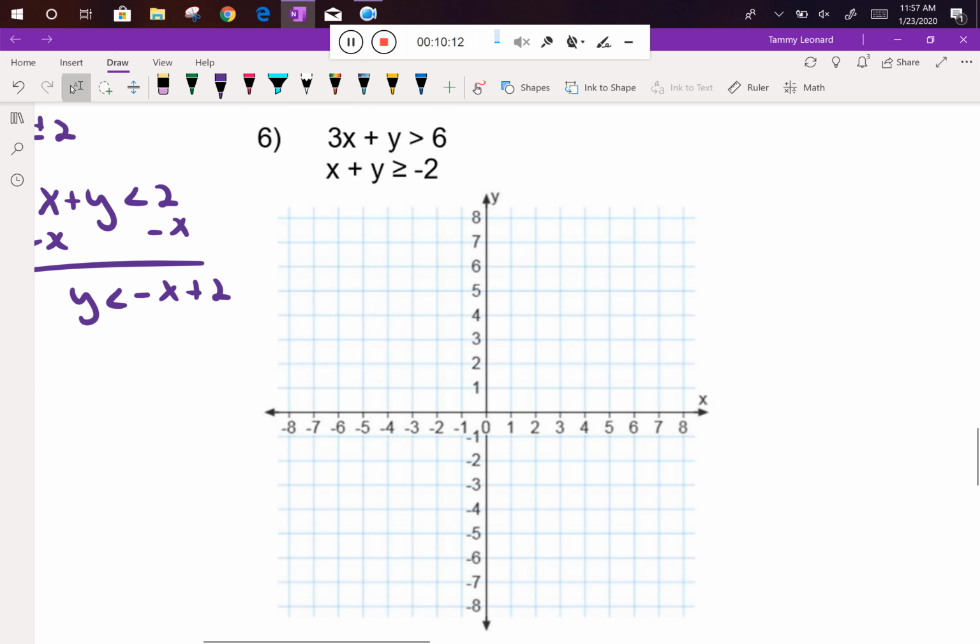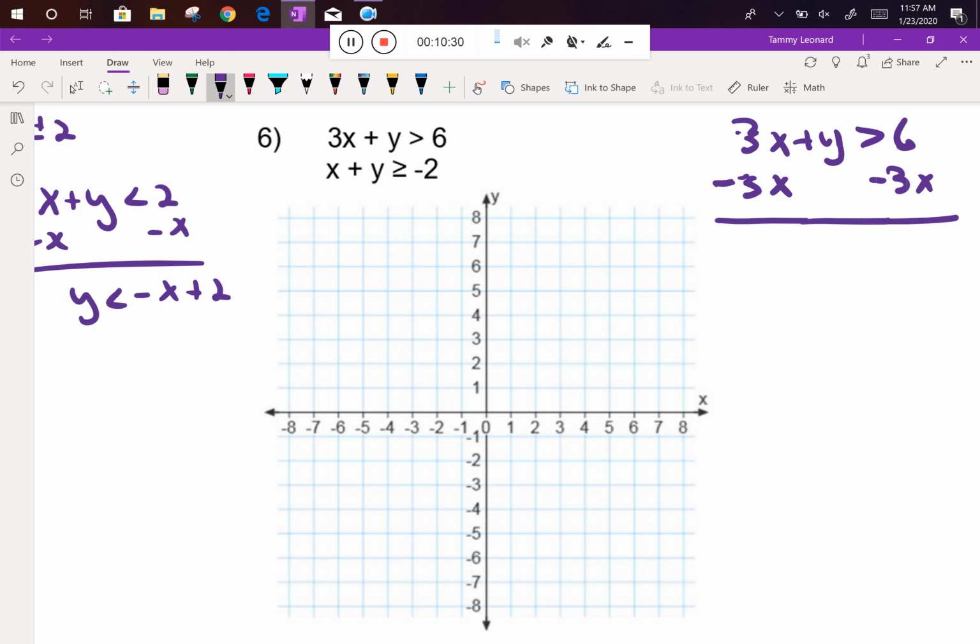Number 6, we have 2 standard form inequalities. So I have to solve each of them for y. So if I have 3x plus y is greater than 6, and I subtract 3x from each side, I have y is greater than negative 3x plus 6. So I'm going to go to positive 6, and my slope goes down 3 and to the right 1 each time.